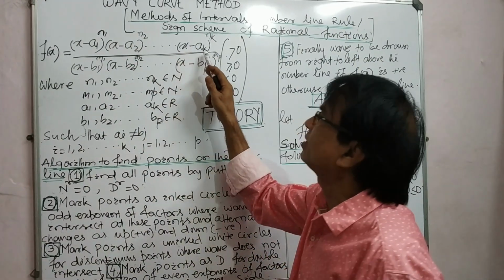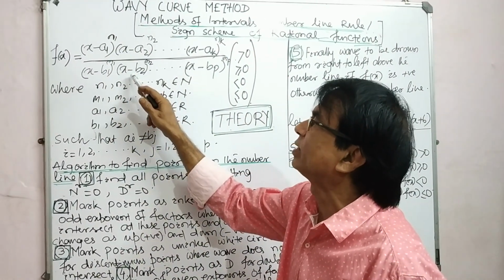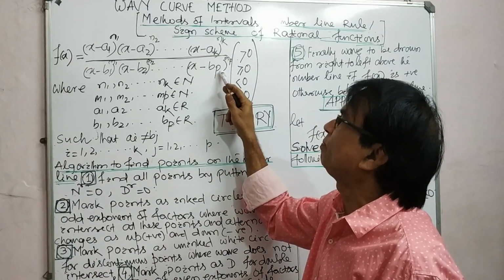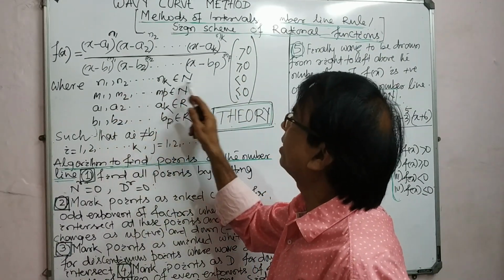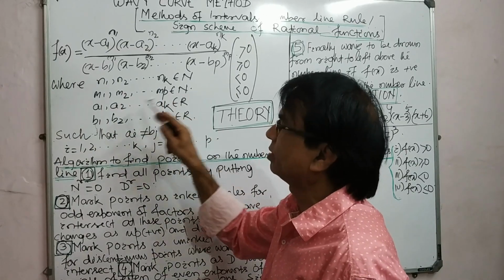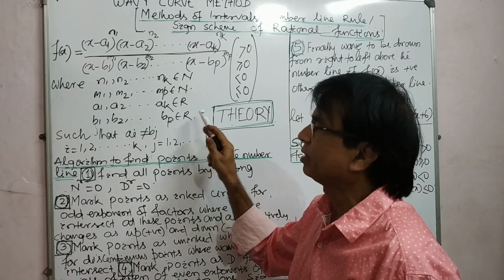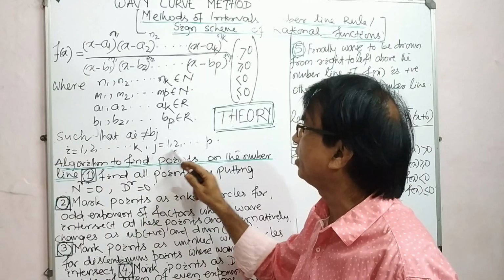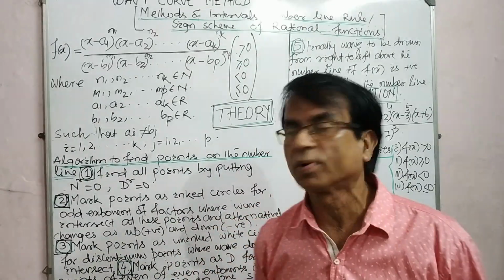It goes on to (x minus ak) to the power nk, divided by (x minus b1) to the power m1, (x minus b2) to the power m2, like that up to (x minus bp) to the power mp, where n1, n2, up to nk and m1 up to mp are natural numbers, a1 to ak and b1 to bp are real numbers, such that ai is not equal to bj for i from 1 to k, j from 1 to p. The most important thing here is to find the points on the number line.